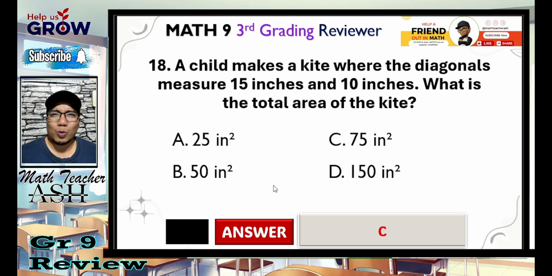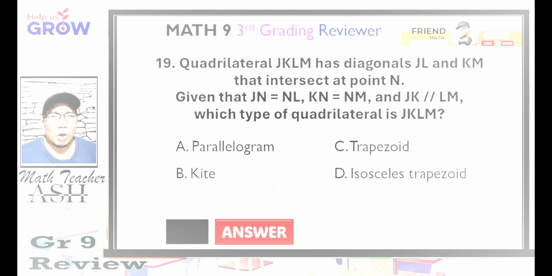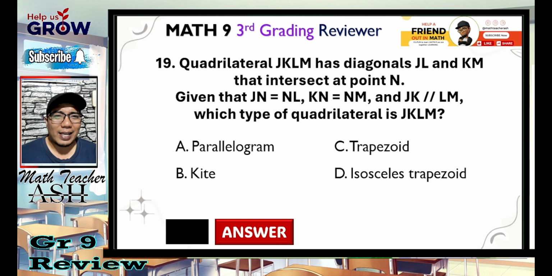Now let us go to question number 19. Quadrilateral JKLM has diagonals JL and KM that intersect at point N. Given that JN is equal to NL and KN is equal to NM and JK is parallel to LM, which type of quadrilateral is JKLM? Is it A, parallelogram, B, kite, C, trapezoid, or D, isosceles trapezoid? I'll give you 5 seconds to think about your answer.